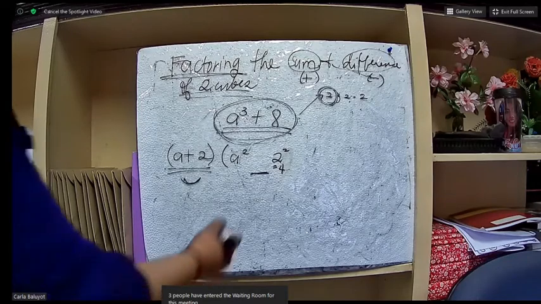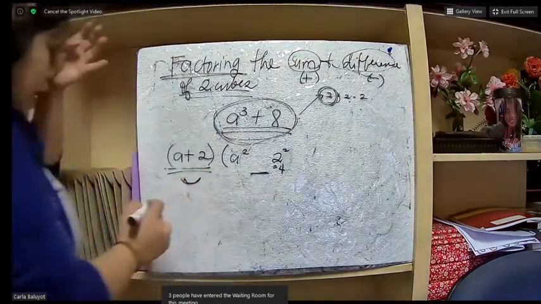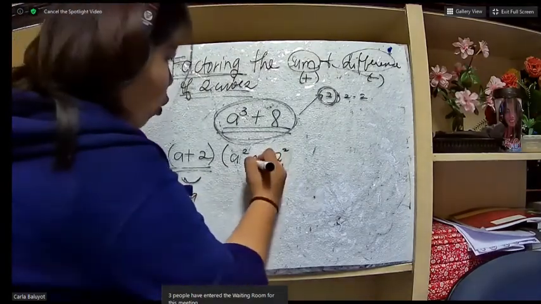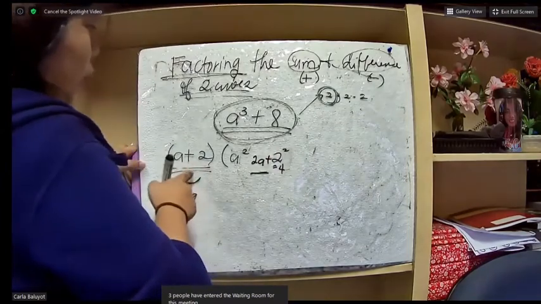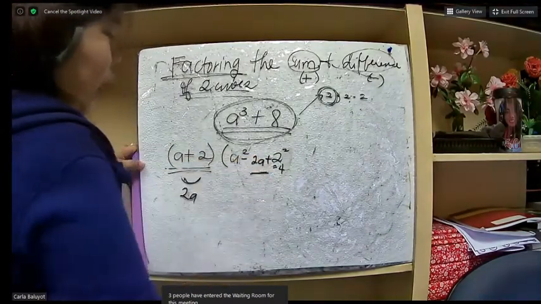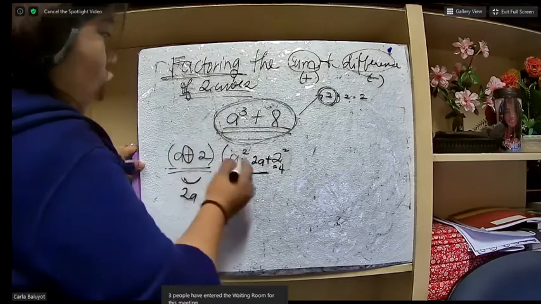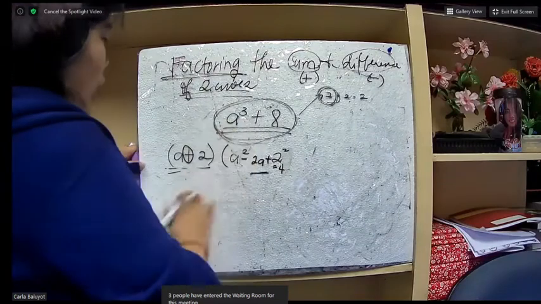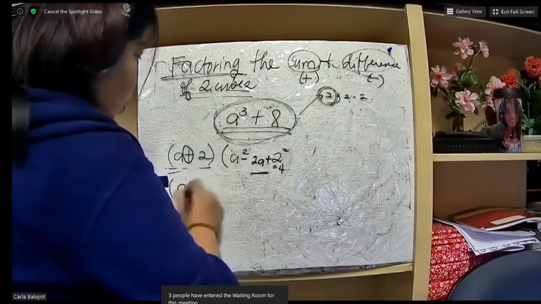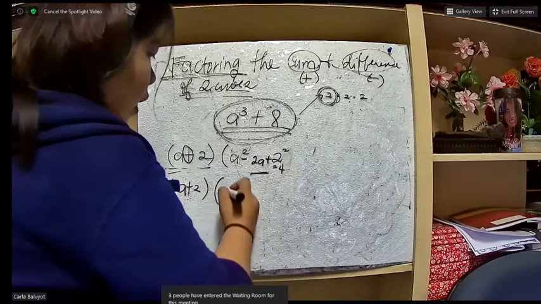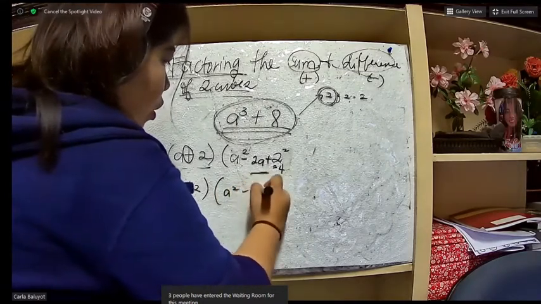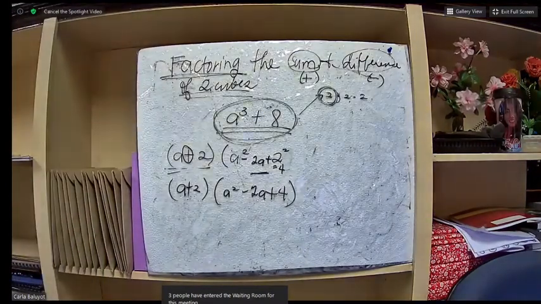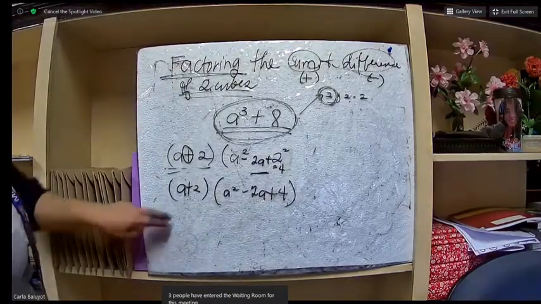For example, di ba, pag tinimes natin to, a times 2 is 2a. So, we have here 2a. Anong sign nito? Negative. Bakit po negative? Kasi kunin natin yung opposite sign. Okay? So, therefore, ang factor nito ay a plus 2 times the quantity a squared minus 2a plus 4.